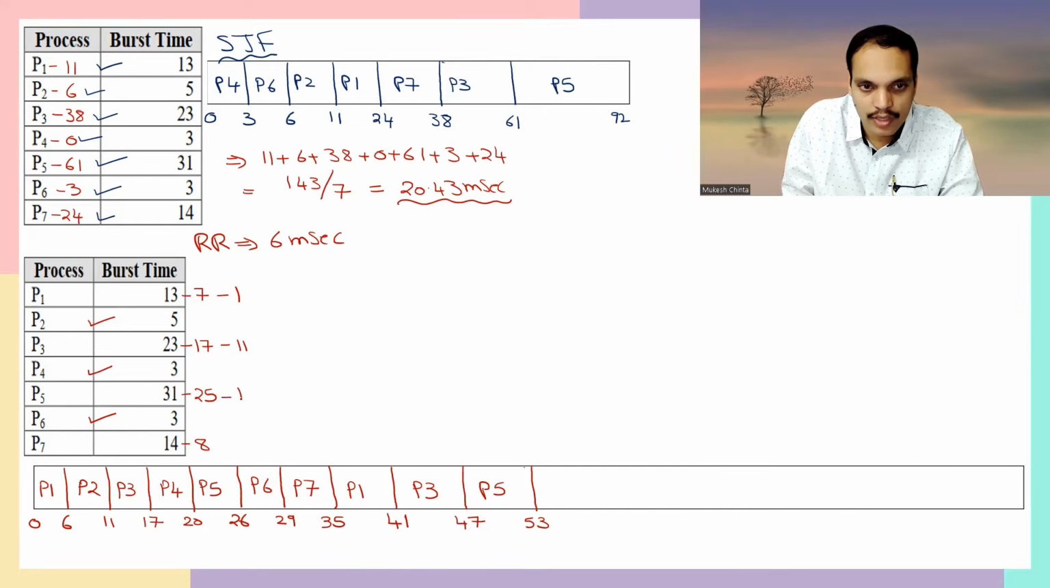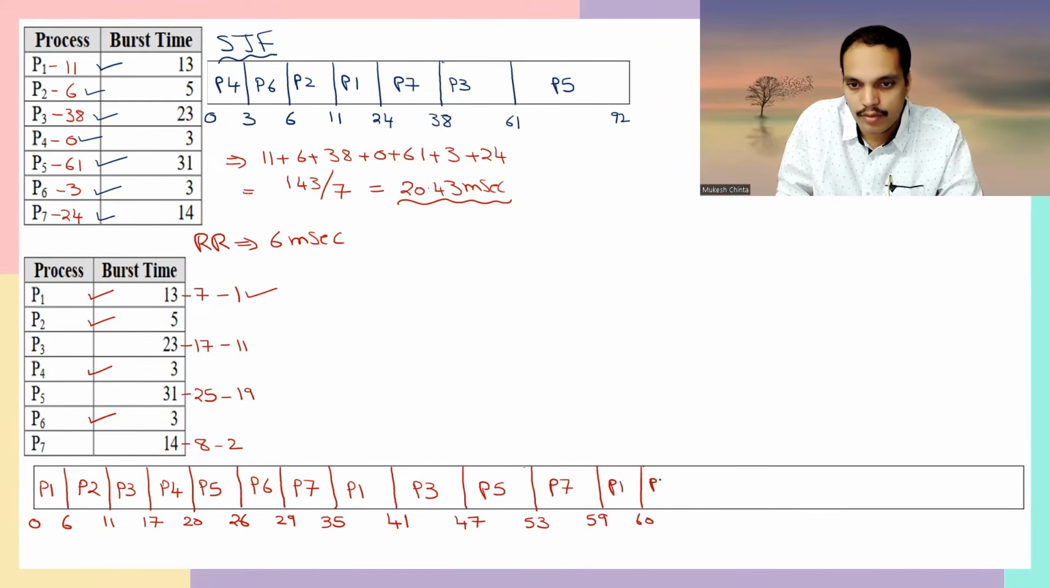And I have to write it down as 19. There is no P6. I move on to P7. So P7 gives me 59. I write minus 6, 2 here. Once again, I move in the round robin order, which gives me the P1 as 60. So P1 is also done. Done. Next comes P3. I add till 66.